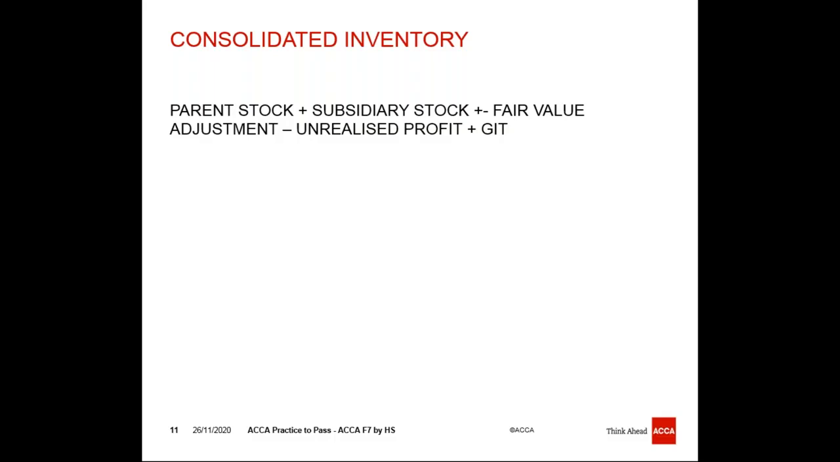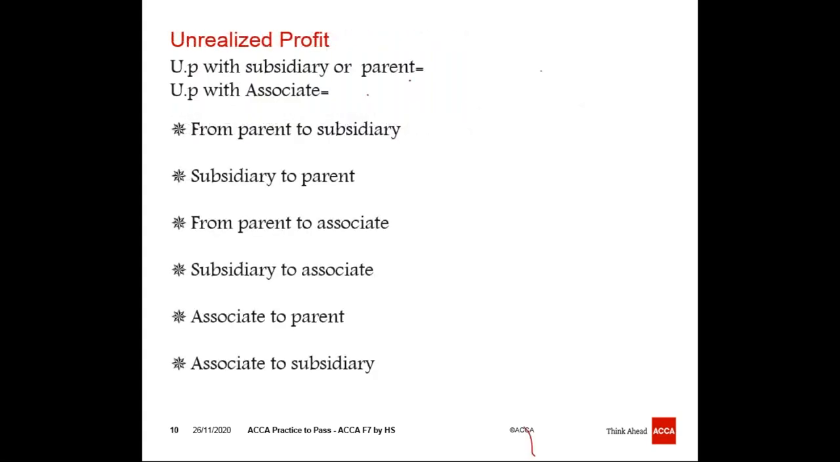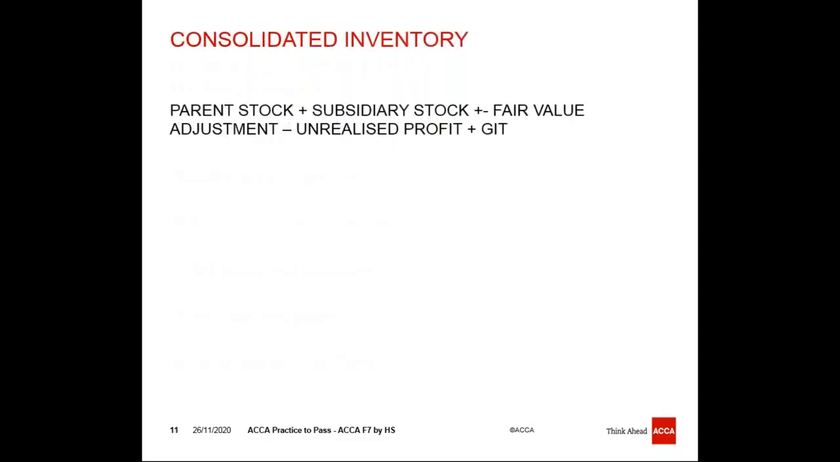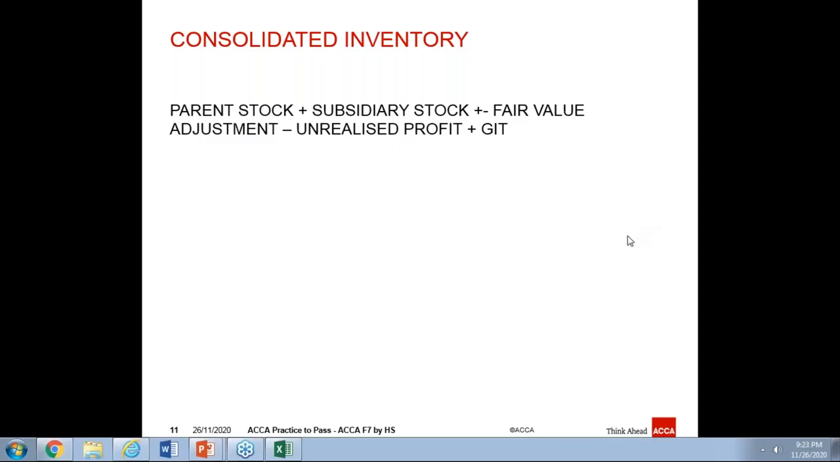So check this point that we never consolidate associate's inventory. Whatever be the adjustments of associate company related to the unrealized profit, it should be accounted for in investment in associate account. If the associate company is buying inventory at a profit, then the adjustment of the unrealized profit should be made in investment in associate account rather than in the consolidated inventory. So in the consolidated inventory, you only have to add the parent's and subsidiary's stock with fair value adjustments, unrealized profits, and goods in transit. Is that clear?